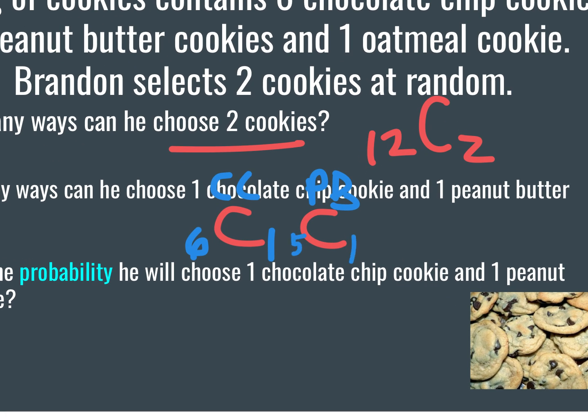Now, could I have done that in my head? You actually could have, because it's really 6C1, which is 6, 5C1, which is 5. You always multiply your choices. 6 times 5 is 30. The answer is 30. But you got to learn how to set these up.